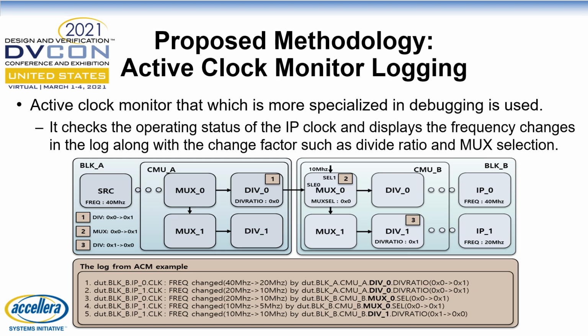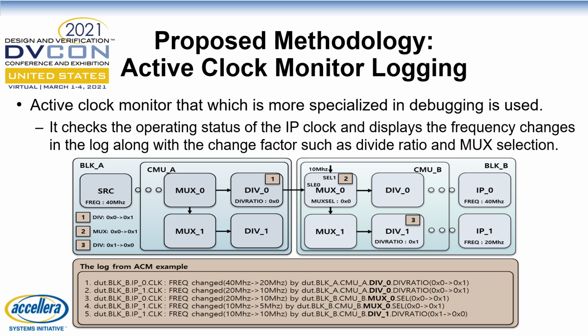We considered two things to solve the challenge mentioned in the previous slides. One is to use log analysis for clock debugging rather than waveform to reduce debug time. The other is to provide meaningful debug information rather than just raw data so that the user can debug the complicated clock tree efficiently. So we proposed the active clock monitor as an efficient method.